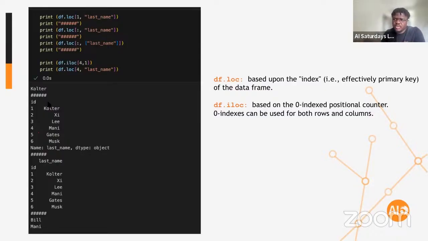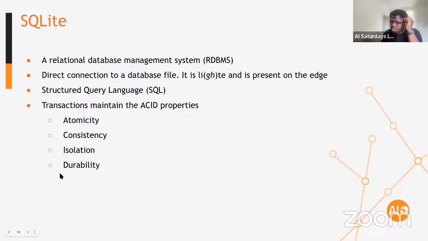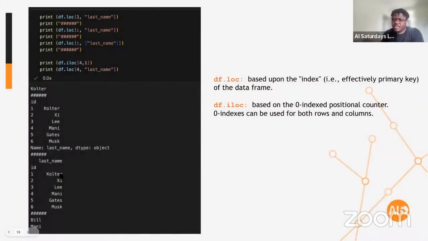Now, if you wanted the same command to return as a data frame, which is structured, all you have to do is include this last name in its own square bracket. So you introduce another square bracket, and that prints out what? It gives you a data frame structure. So you have the ID and the last name as a column here.